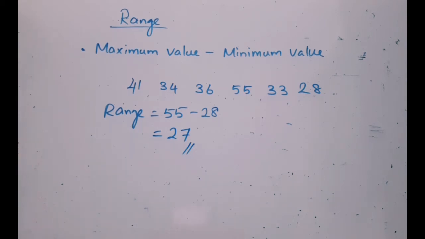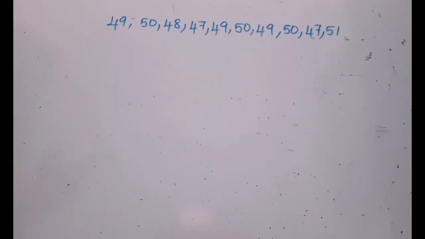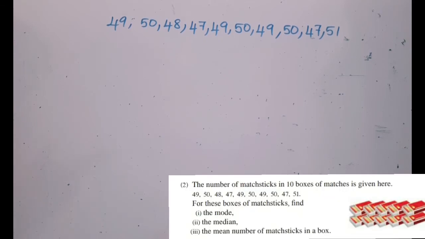So now let's look at an example from your textbook so you can summarize everything we have learned under this lesson. This is an example extracted from your textbook, children, from exercise 27.3. So let's read the question first. The number of matchsticks in 10 boxes of matches is given here. For these boxes of matchsticks, find the mode, the median, the mean number of matchsticks in a box.